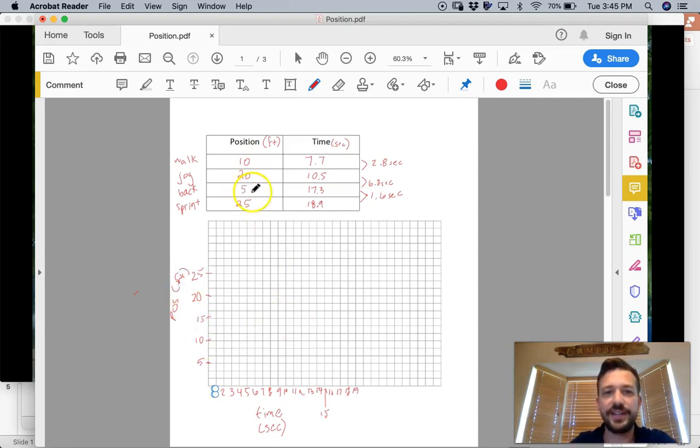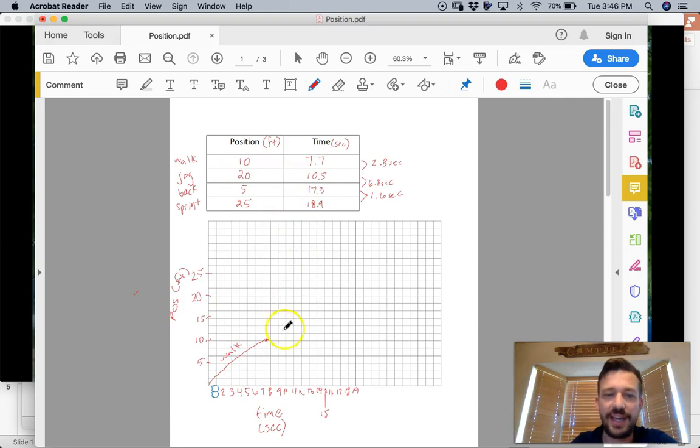Okay, so let's graph all this stuff out and see how it looks on a distance time graph. So I walked, or not I, the person on the video, walked 10 feet in 7.7 seconds. So 7.7 seconds is about right there. 10 feet is right there. Okay, and so that is the walk, right? Now what do you think the next one, the jog, is going to look like on the graph? Do you think it'll be less steep or more steep or about the same? Like, what do you think is going to happen here? Okay, and I will do that as you think about it.